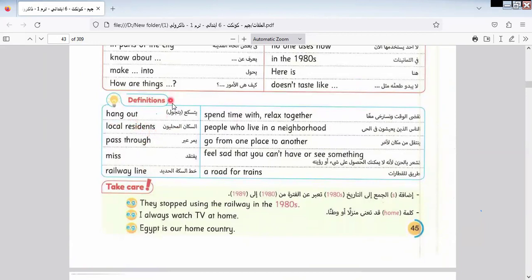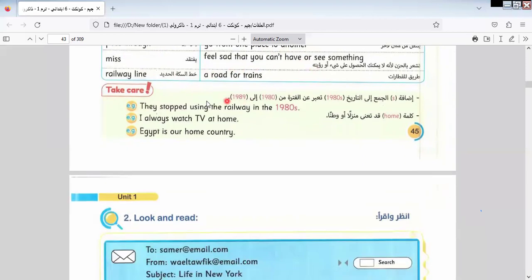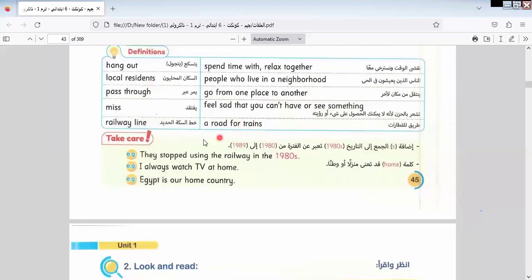Hang out means spend time with, relaxed together. Local resistance, people who live in the neighborhood, as we told you in the last page. Okay, pass through, go from one place to another. Miss, feel sad that you can't have or see something. Okay, railway line, a road for trains.